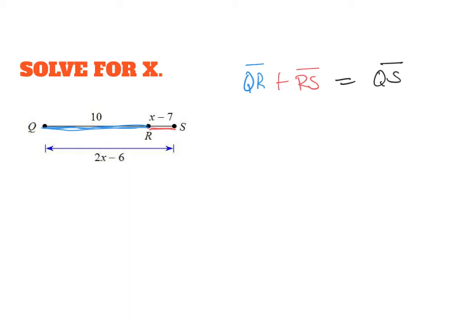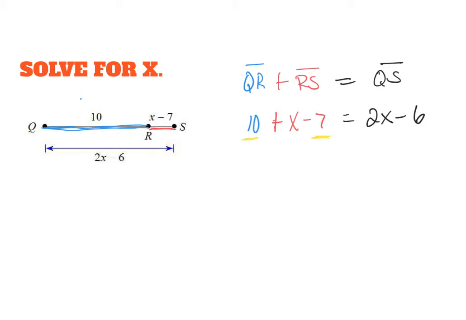But now if I want to convert that in terms of algebra, I can say, well, what is the distance of QR? 10. What is the measurement or the distance of RS? We're not really sure, but we know it's represented by x minus 7. And what is the distance of QS? We're not sure, but it's represented with the expression 2x minus 6. So now I have an algebraic term, and I can solve this equation with my rules of algebra.